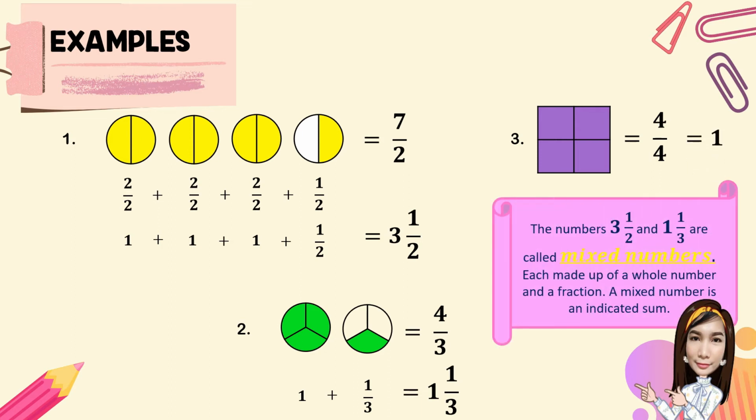Now here, the numbers 3 and 1/2 and 1 and 1/3 are called mixed numbers, each made up of a whole number and a fraction. A mixed number is an indicated sum.